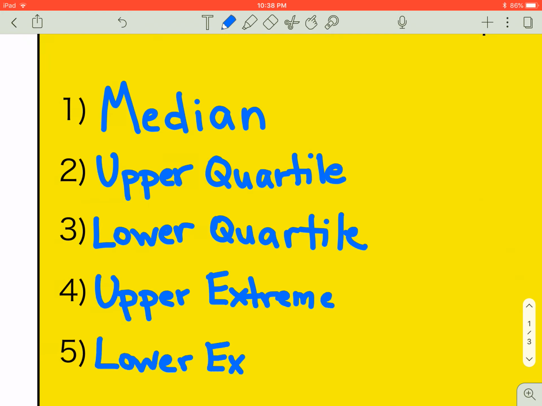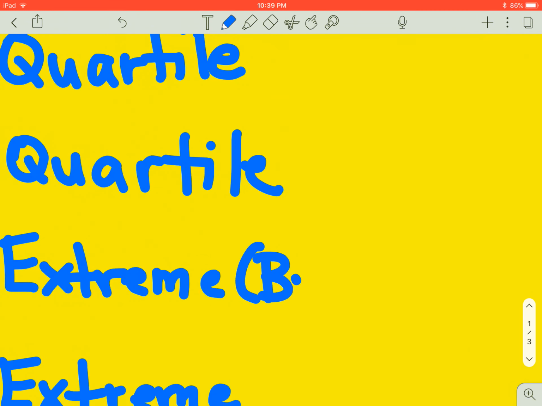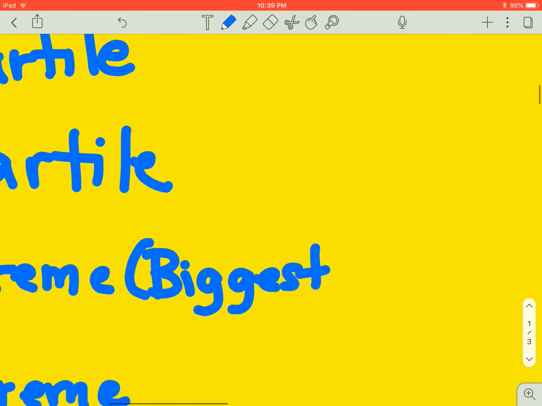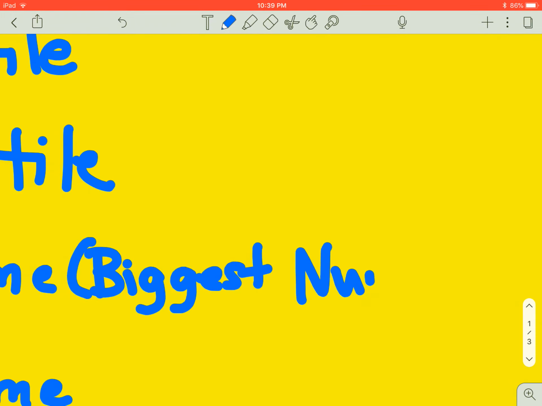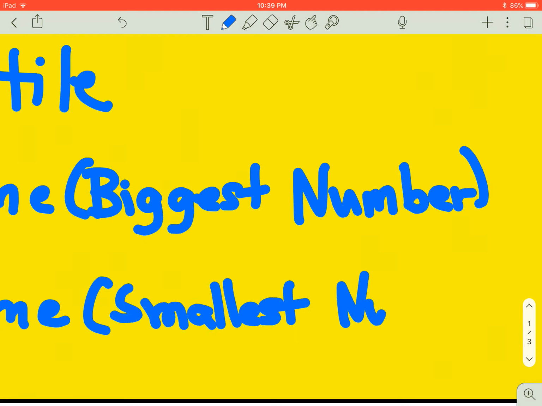You're probably asking yourself, what are those? We have not talked about those. I know they sound maybe kind of difficult, but they're actually really easy. The extreme simply means the biggest number in our data set for the upper extreme. And the lower extreme is simply the smallest number in our data set. So those are the things we need.